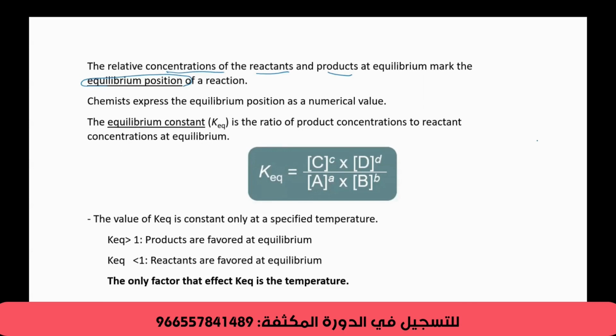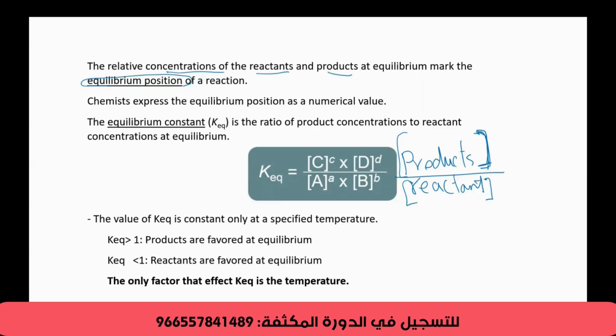So every chemical reaction has its own nature. We need to calculate the ratio between the products and the reactants. So this formula is very important. We need to measure the concentration. When I say this bracket, it means the concentration. The concentration of the product versus the concentration of the reactants.